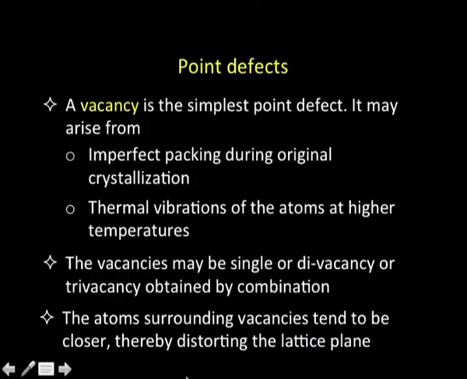Now, the atoms surrounding vacancies tend to be closer, thereby distorting the lattice. It is very, very important. Just imagine that we have a lattice, and one atom has been lost from there. The atoms surrounding this vacancy will have more space to move around. As a consequence, that will distort the lattice plane, and that leads to some kind of imperfection in the crystalline solid.